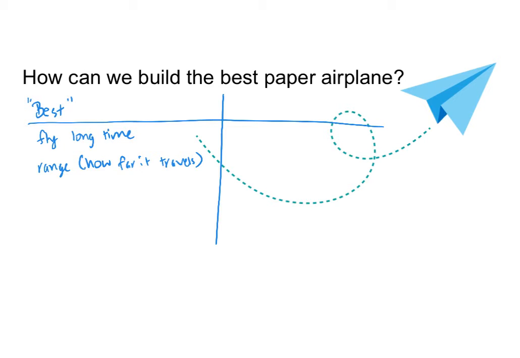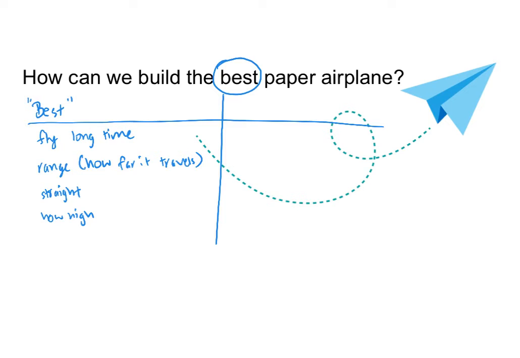Maybe what you care about is its range, which is how far it goes. Maybe for you, what makes a paper airplane good is how straight it flies. Others might be interested in how high the plane goes. And I'm sure you can think of some other ways to define what best is. So the first step for your experiment is going to be to decide, how are you defining best? What I recommend is picking one of these four things and using that as your best.